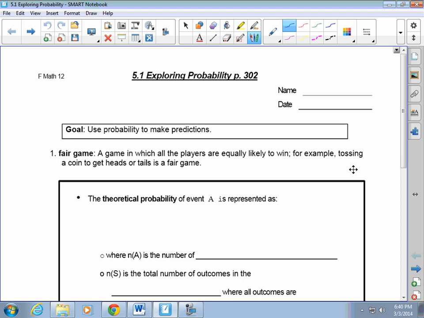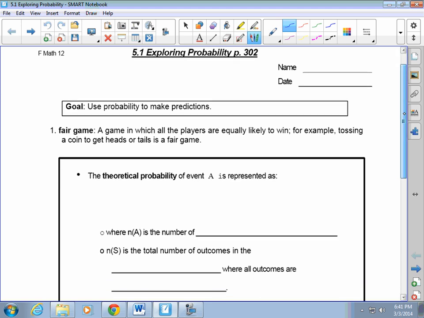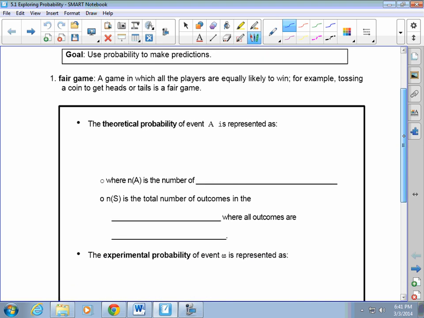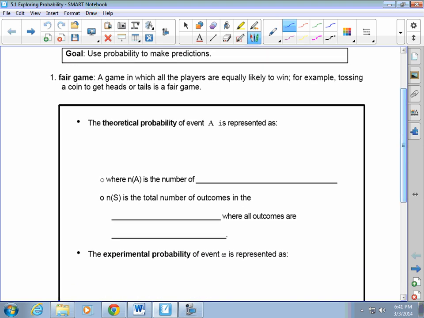What we're looking at in this first section is exploring probability, just basically finding out what it means and what we do with probability. The goal then is to use probability to make predictions. We've done in the first chapter, where you were doing the converse and the inverse and conditional, those things are going to come up a little bit in what we're doing here.